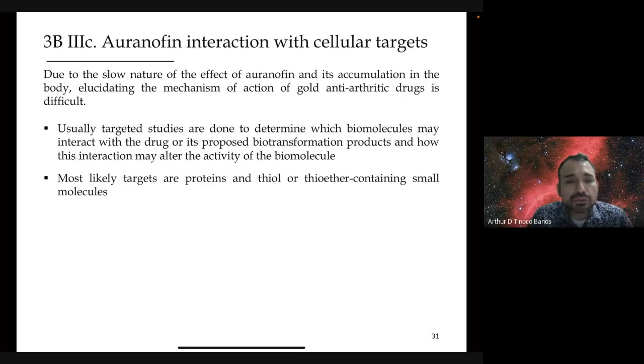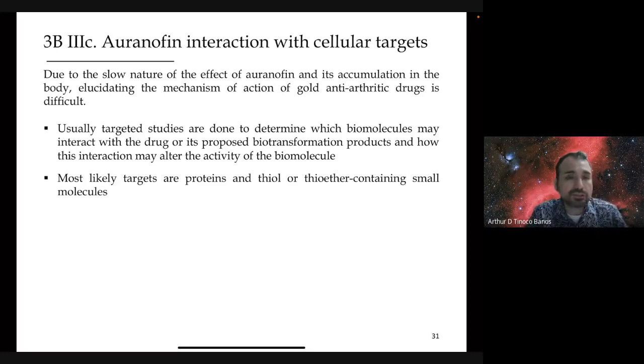All right, so due to the slow nature of the effect of auranofin and its accumulation in the body, elucidating the mechanism of action of gold anti-arthritic drugs is difficult. And so what I'm mostly going to show you in the remaining slides, and they're really not that many, is where some of that metal can localize, but it's not entirely clear for some of these interactions how that can possibly be related to this anti-rheumatoid arthritis effect. The studies that have led to the identification of gold metallation of certain biomolecules have been done by targeted approaches.